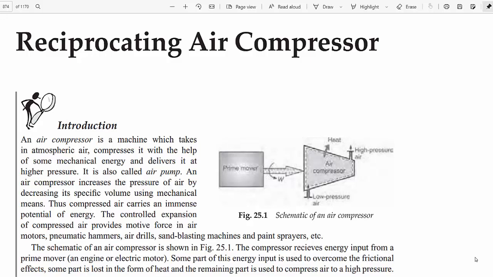We will only focus on reciprocating air compressor. The rotary air compressor is for self-study. Okay, reciprocating air compressor. What is first? First we need to know what a compressor is.